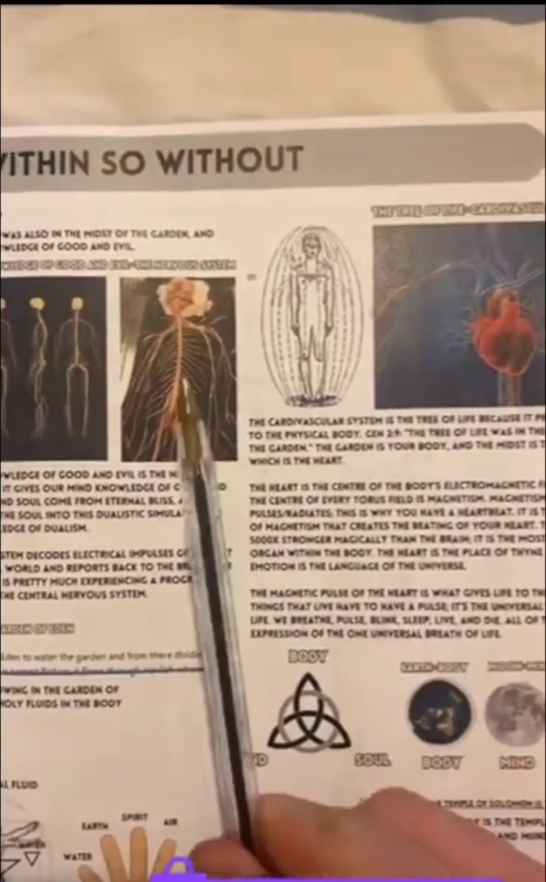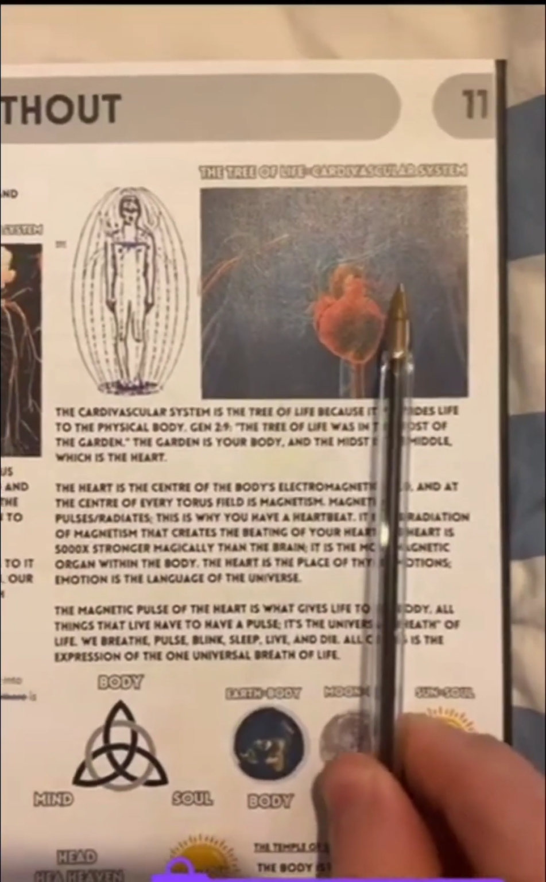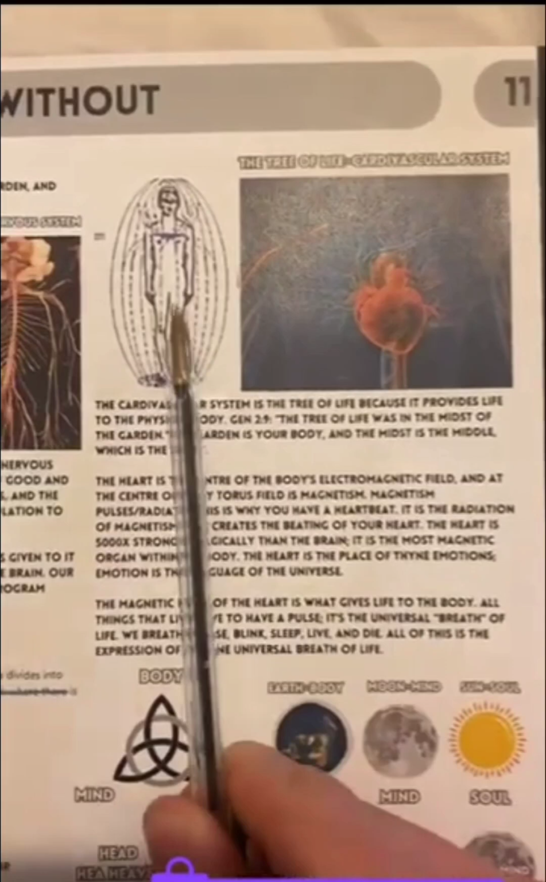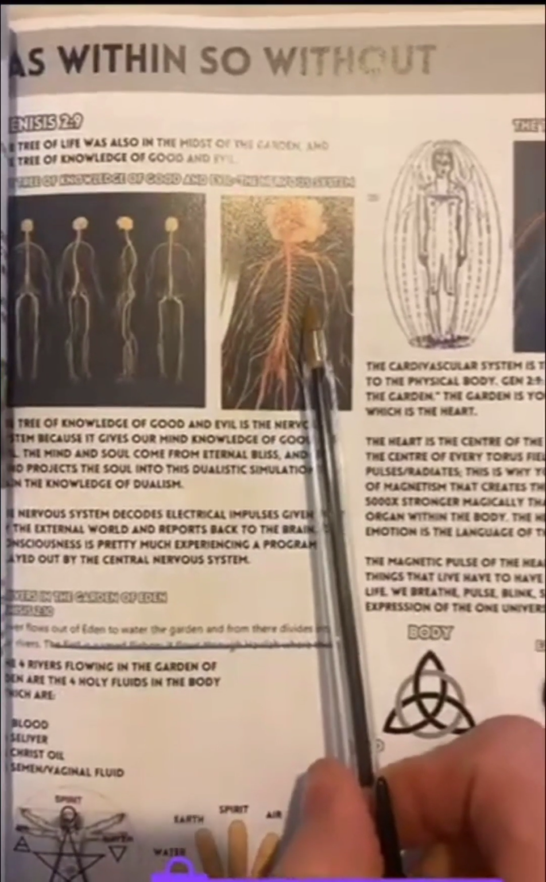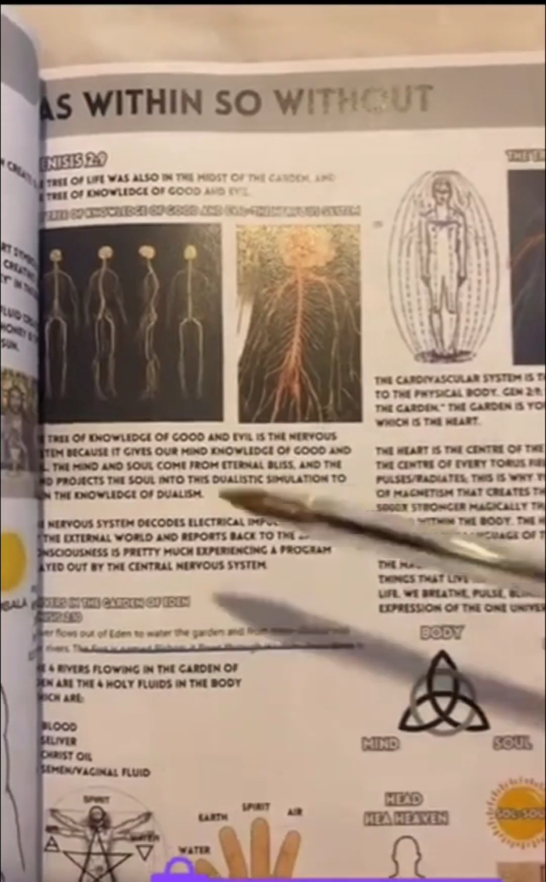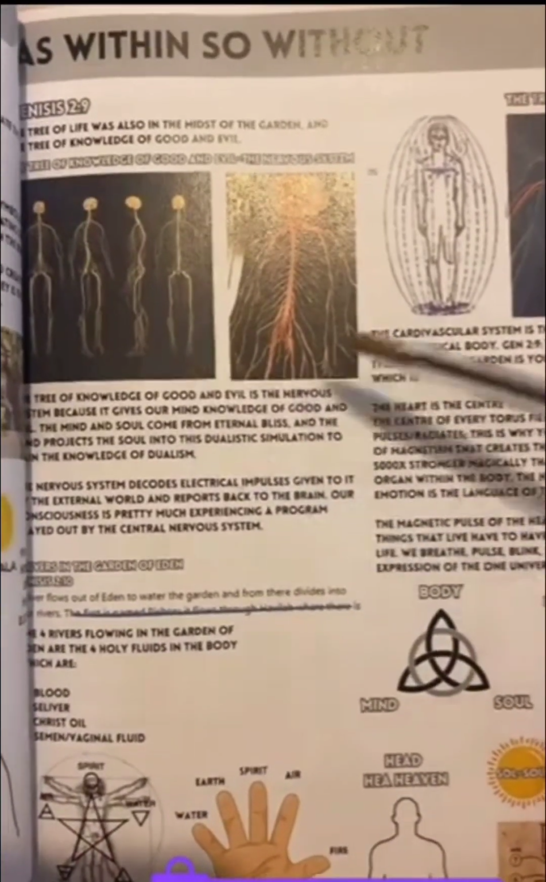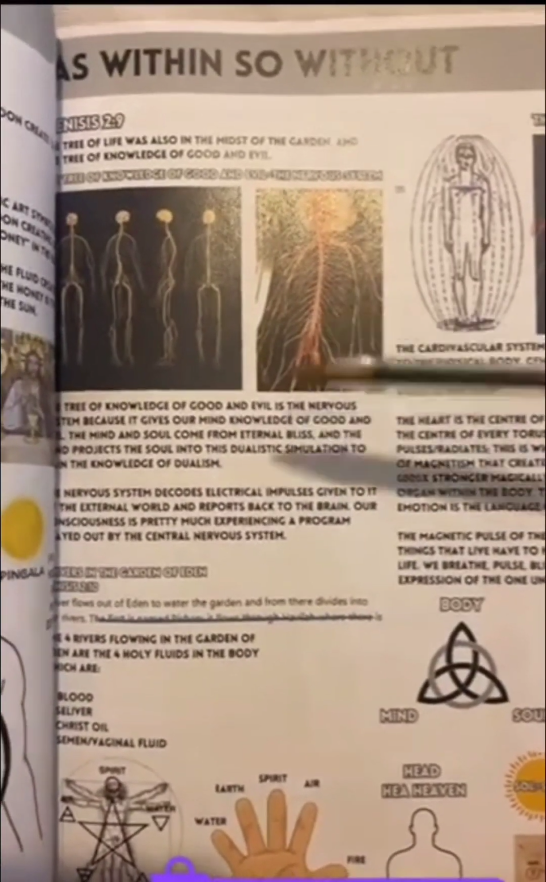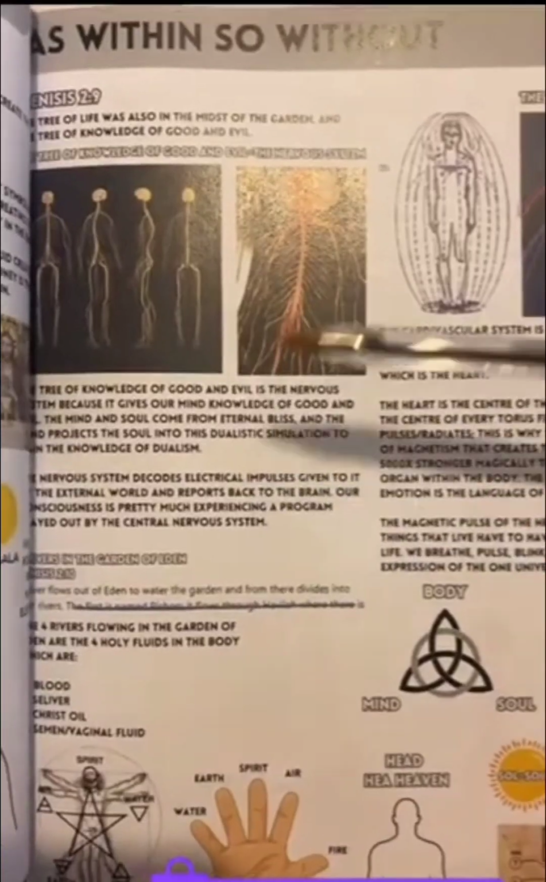There are 2 major systems in the body. The tree of life, the cardiovascular system, giving life to the physical body. The tree of knowledge of good and evil, the nervous system. You do not experience the external world. You experience electrical impulses on your nervous system, which gives your mind, your consciousness, the knowledge of good and evil.